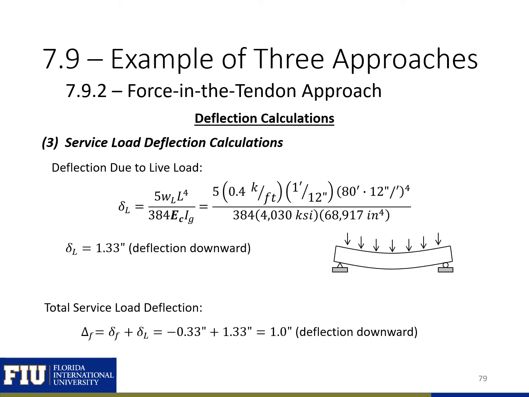And finally, we can find our deflections due to our live loads. Our live loads are immediate loads, and they'll happen at service, so when our concrete has reached its ultimate strength. So the modulus of elasticity for our concrete that we use is with our ultimate strength for our concrete. Plugging in our distributed live load and all of our known gross section properties and EC, we can find a downward deflection of 1.33 inches due to our live load. We can add this to our total deflection from all of our sustained loads and the pre-stressing to get a final service load deflection of about 1 inch downward.